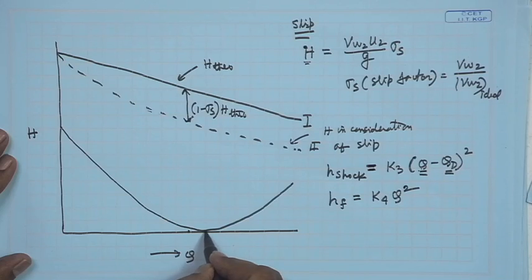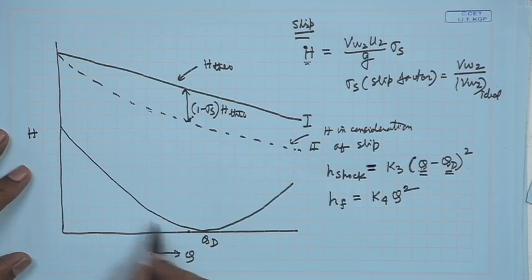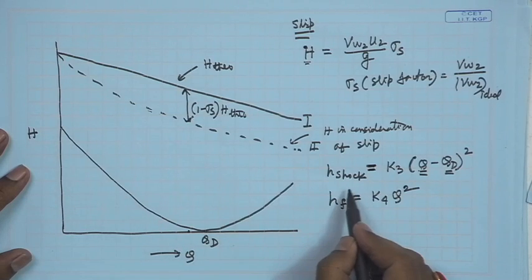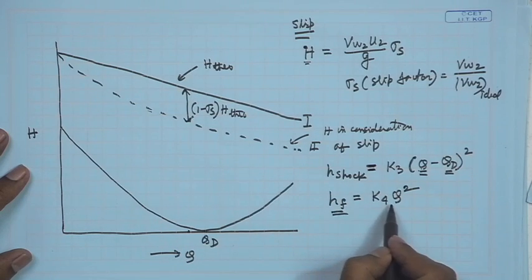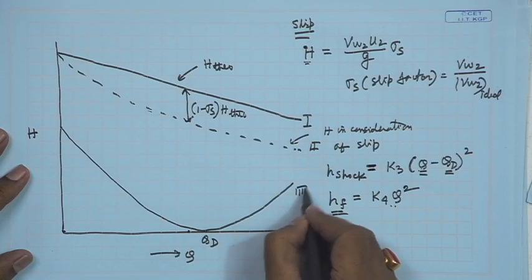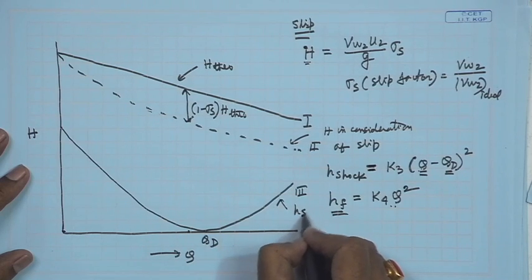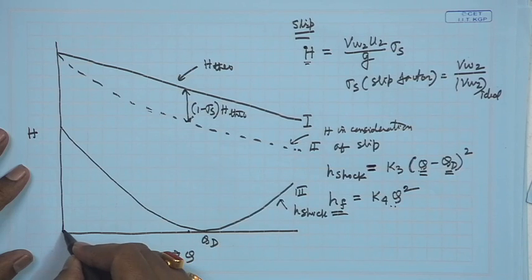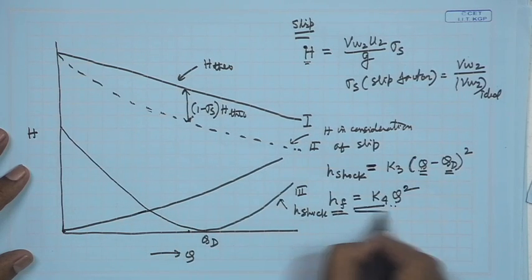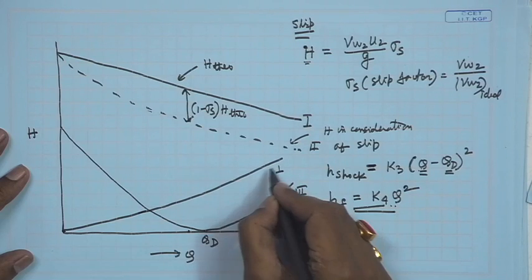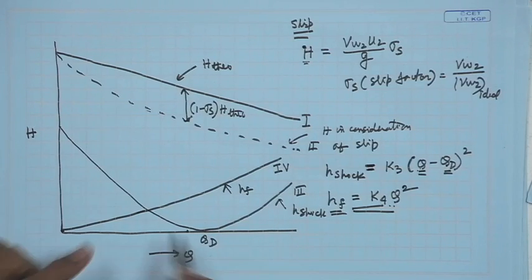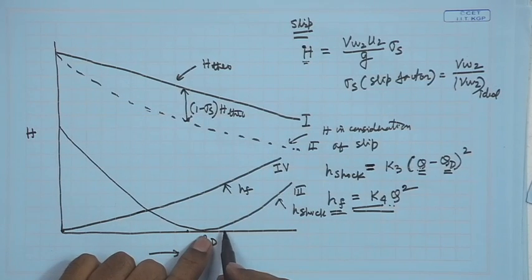That means, this is 0 at the design flow rate, and this attains a very high value when the flow rate tends to 0. While this one, HF, the frictional loss, is 0 at 0 flow. This is curve 3, this is H shock, and the frictional loss curve is like that. That means, this is the equation, HF is K4 Q square, this is curve 4, the frictional loss due to viscosity. Shock loss is also due to viscosity, but the phenomenon is different.